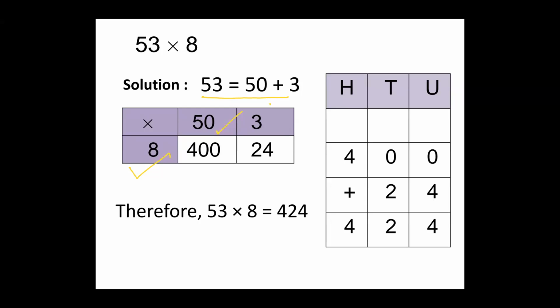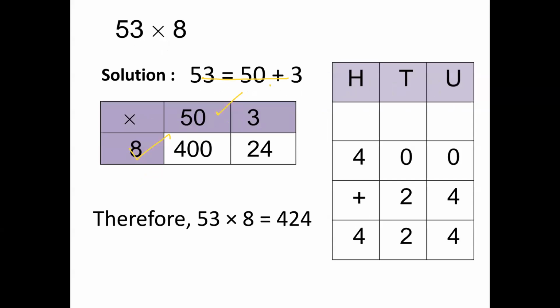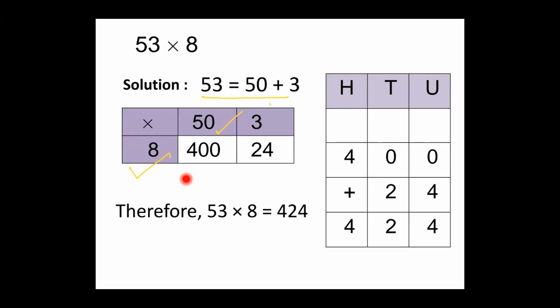Now let us multiply. Now 8 multiplied by 50. Now first, 8 multiplied by 0. 8 multiplied by 0 is 0. So here you can see first 0. Then 8 fives are 40. So the next number will be 40. That means we will get the answer for 50 multiplied by 8 as 400.